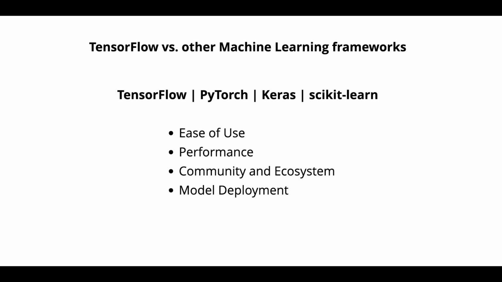In summary, each machine learning framework has its own strengths and weaknesses, and the choice of framework depends on factors such as ease of use, performance requirements, community support, and deployment needs. TensorFlow and PyTorch are popular choices for deep learning tasks, while scikit-learn is well suited for traditional machine learning tasks. Keras provides a user-friendly interface for building and training neural networks and is tightly integrated with TensorFlow.